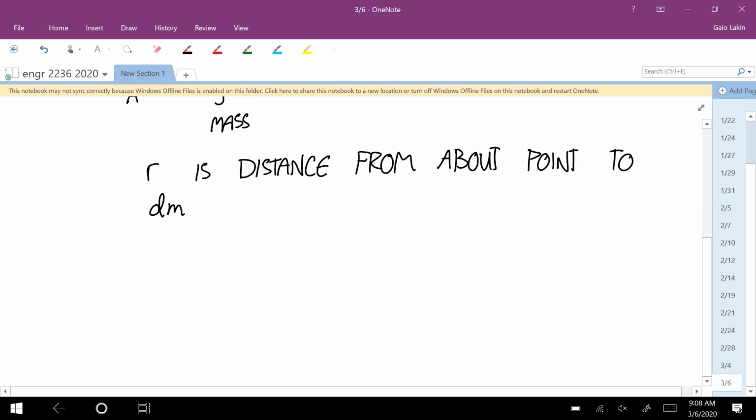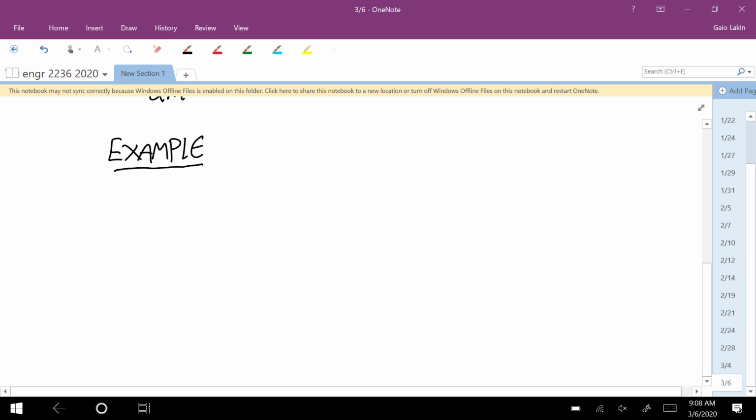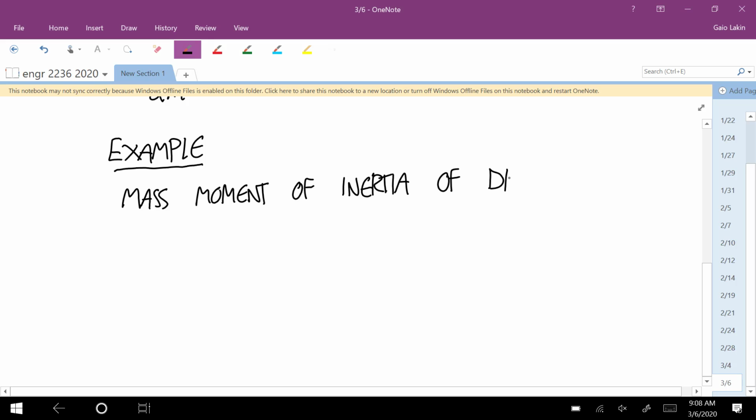And I'm going to show how this works for a disk, hopefully. So I'm going to do the mass moment of inertia of a disk about its center. But I want you to notice a couple of things about a disk, because this is going to be an important thing to keep straight.